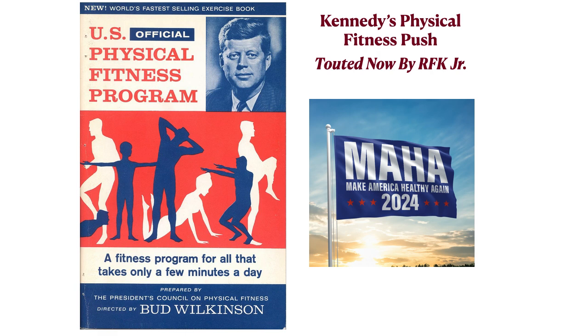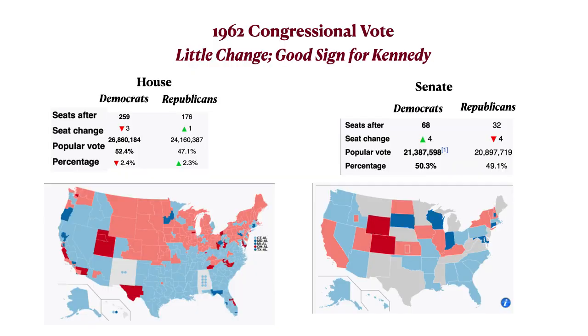Kennedy also really pushed a physical fitness program, contending that people in the U.S. were becoming out of shape and needed to maintain fitness. This is actually similar to something Theodore Roosevelt had done much earlier. And interestingly, his nephew, Robert F. Kennedy Jr., in alliance with Trump, is now pushing that again in his Make America Healthy campaign.